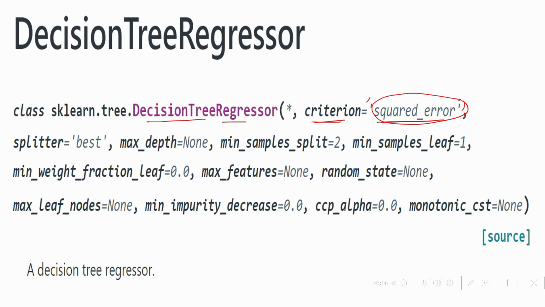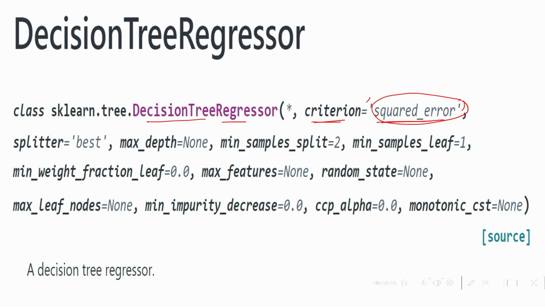The splitter equal to best, max_depth equal to None, min_samples_split equal to 2, min_samples_leaf equal to 1, min_weight_fraction_leaf equal to 0.0, max_features equal to None, random_state equal to None, max_leaf_nodes equal to None, min_impurity_decrease equal to 0.0, ccp_alpha equal to 0.0, and monotonic_cst equal to None. Like that we have different types of hyperparameters.